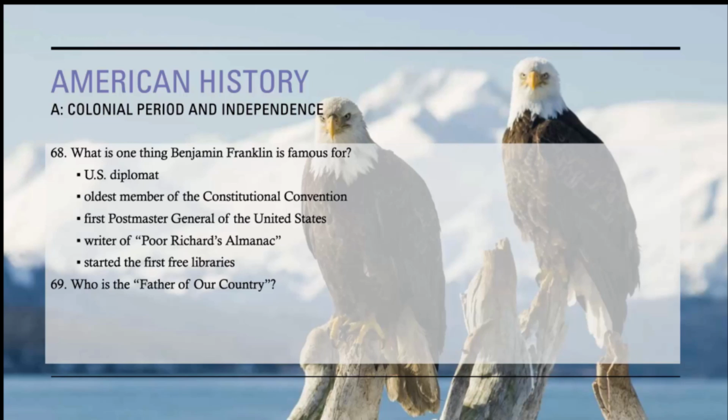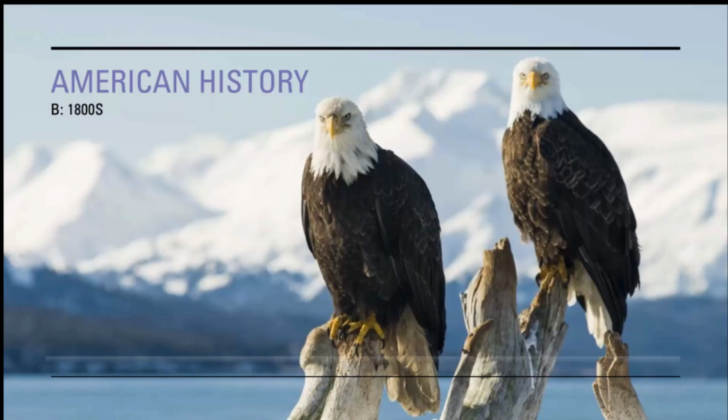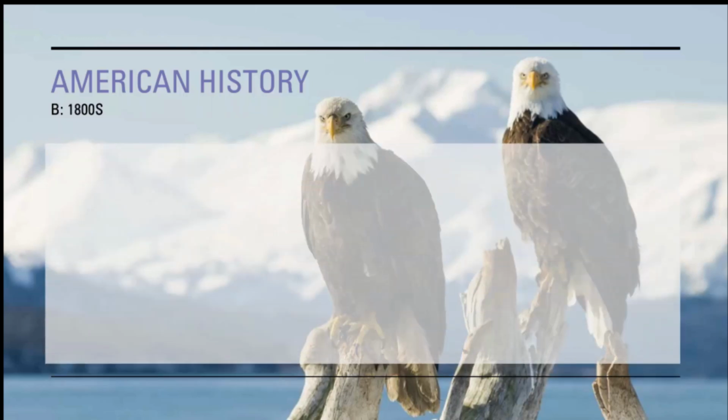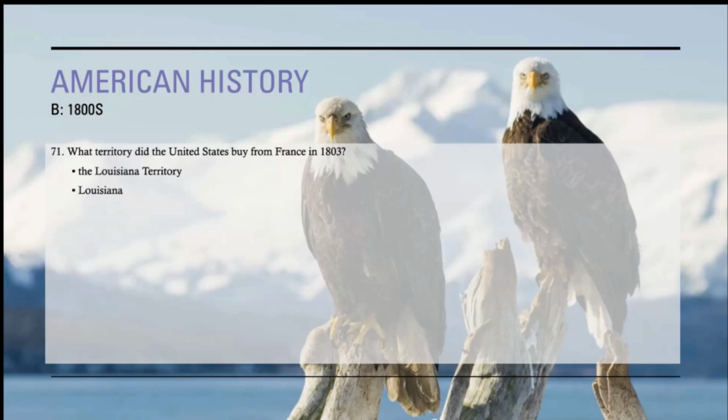Question number 69. Who is the father of our country? George Washington. Question number 70. Who was the first president? George Washington. American history in the 1800s. What territory did the United States buy from France in 1803? The Louisiana Territory. Louisiana.